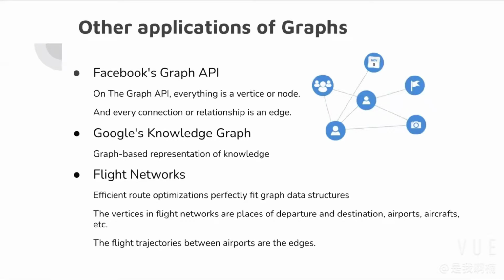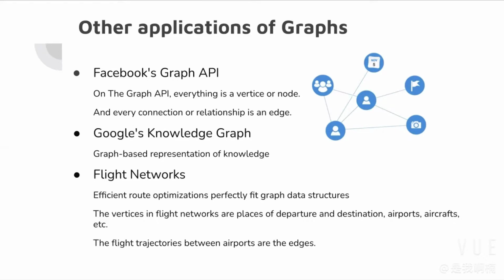There are many other applications of graphs. First, Facebook's Graph API, which is the primary way for apps to read and write to the Facebook social graph. On the right side of the slides, there is an example showing the Graph API. Google's Knowledge Graph is another example of using a graph to represent knowledge, and it will be efficient for people to find the knowledge they want to know.